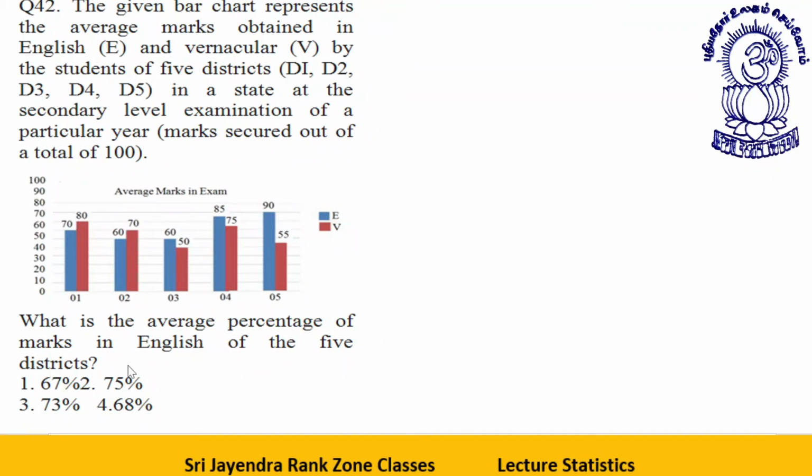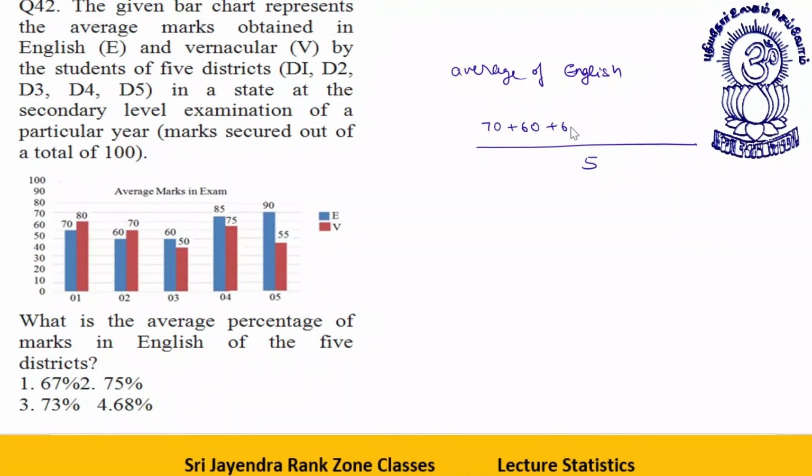What is the average percentage of marks in English of the 5 districts? You have to find the average of English. What do you need to find? Average of English. That is, what is average? You sum up all of them and then divide by 5. English is blue color. It's very easy actually.